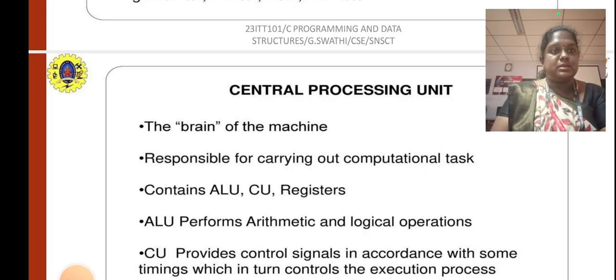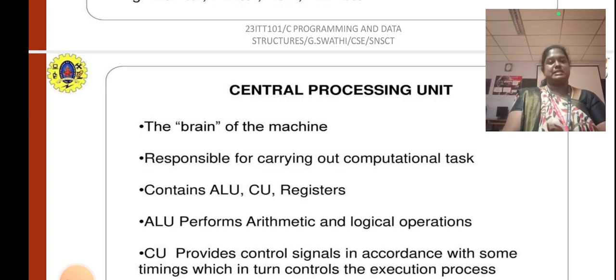Now my topic is the central processing unit. What items happen inside the central processing unit? The brain of the machine is the CPU, responsible for carrying out computational tasks. It contains the ALU, CU, registers, etc. ALU is the arithmetic logic unit, CU is the control unit, and registers are held inside the central processing unit.